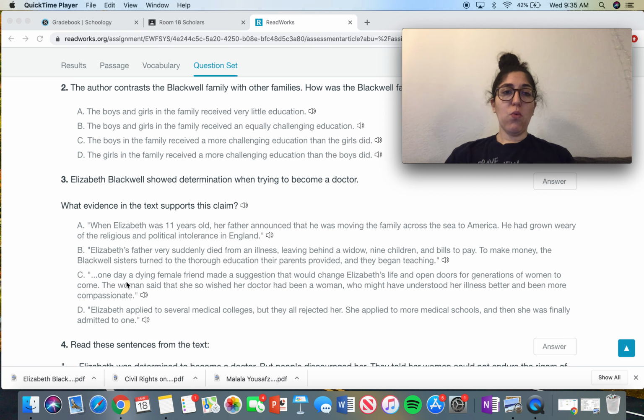C. One day, a dying female friend made a suggestion that would change Elizabeth's life and open doors for generations of women to come. The woman said that she so wished her doctor had been a woman who might have understood her illness better and been more compassionate. So that does have to do with something about a doctor, but it doesn't have to do with the determination she showed, the strength she showed when trying to become a doctor. It doesn't even talk about Elizabeth becoming a doctor. It just shows the idea being planted in her mind.